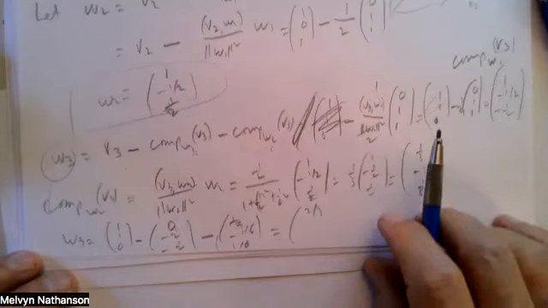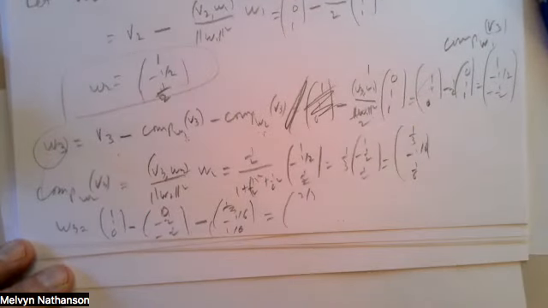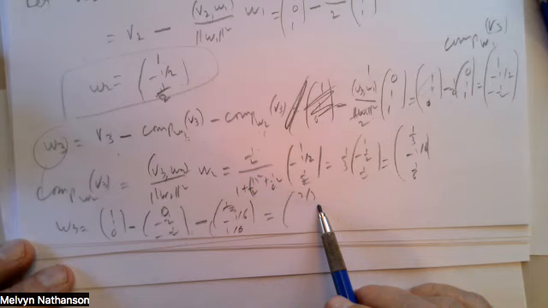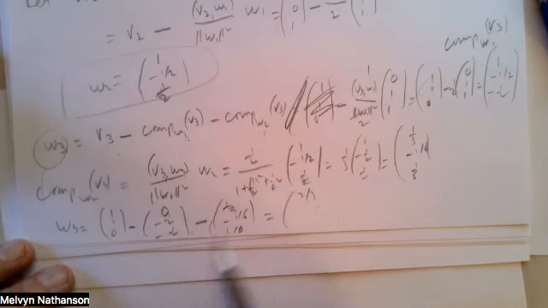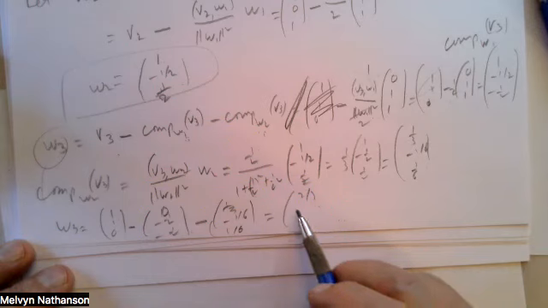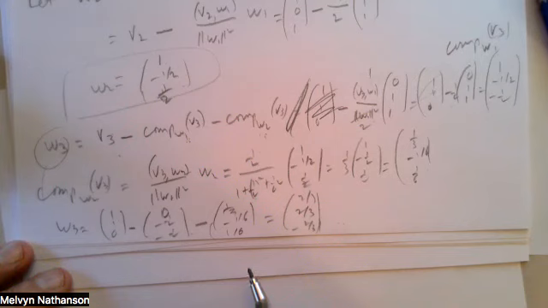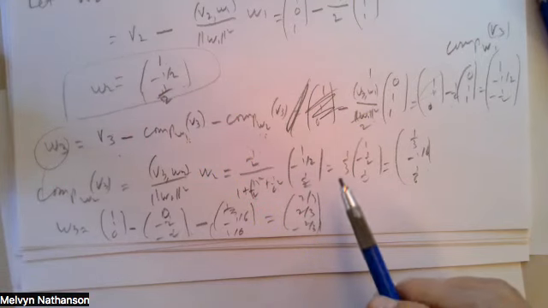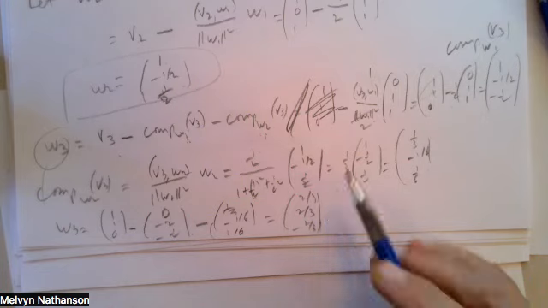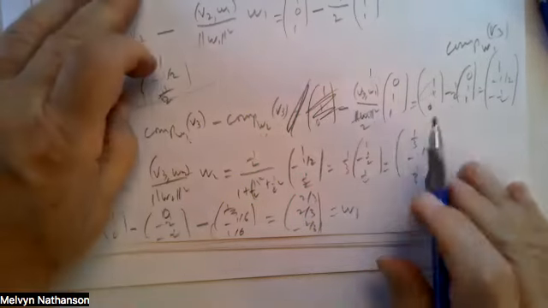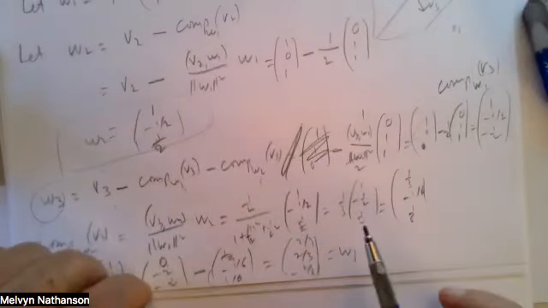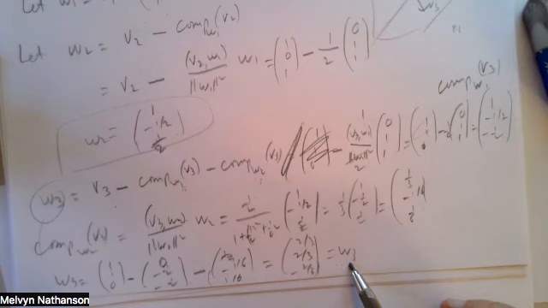So I apologize for the incomprehensibility of this, but it's all done carefully and legibly in the text. I get 2/3, 2/3, minus 2/3. So this is perpendicular. This is my W3. And this was W1. And if you check, W1 and W3 are perpendicular.